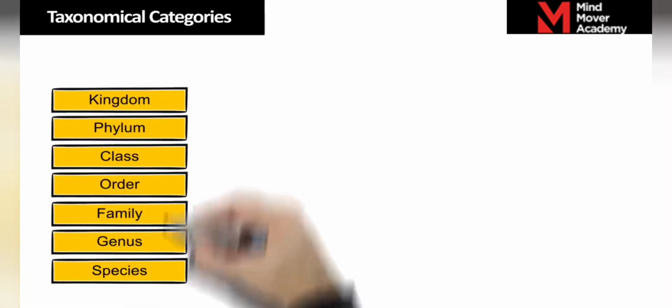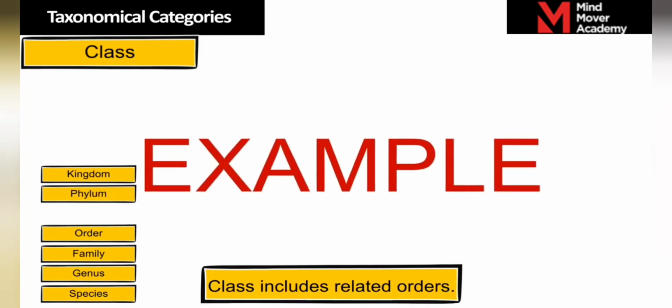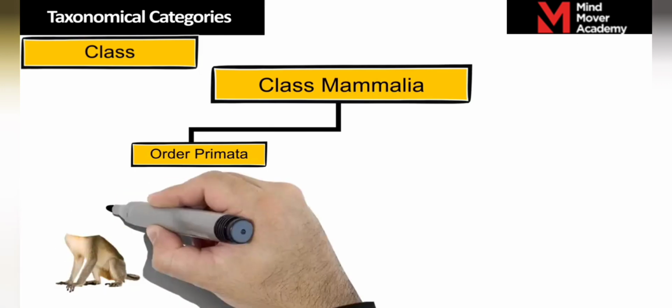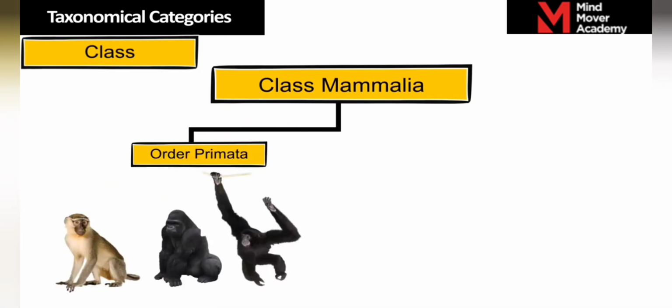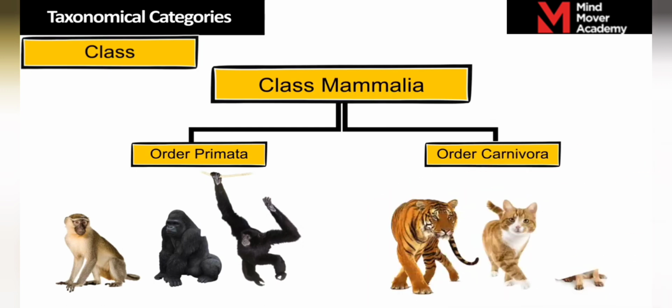Now talking about class, this category includes related orders. For example, class Mammalia includes order Primata, which has monkeys, gorillas and gibbons in it. On the other hand, the same class Mammalia also consists of order Carnivora, which as we studied earlier includes animals like tigers, cats and dogs.